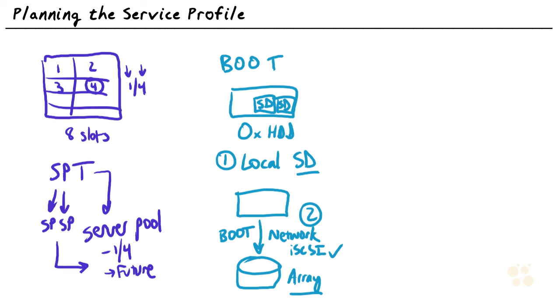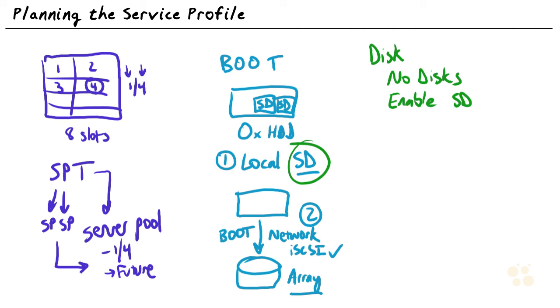Lastly, there were 3 policies that we addressed in the service profile skill for UCS, one of which was the disk policy. In our case, because we don't have any disks, but we do have SD cards, we have an SD card that we have to worry about. We're going to say no disks for that policy, and we want to enable the SD card slot. So that's going to be our local disk policy.